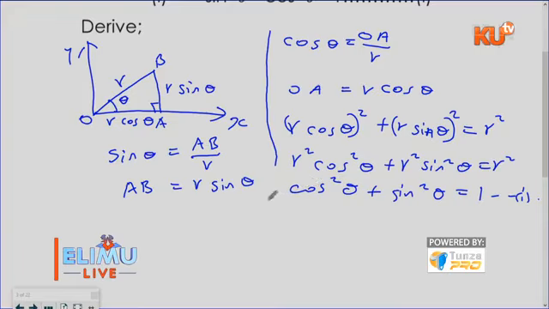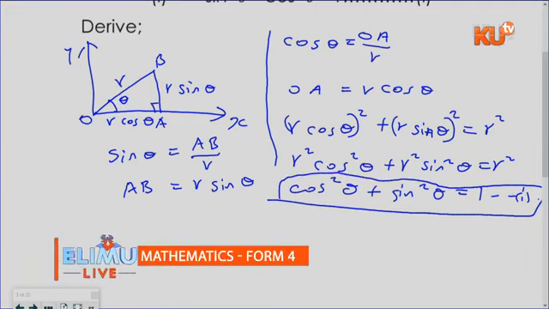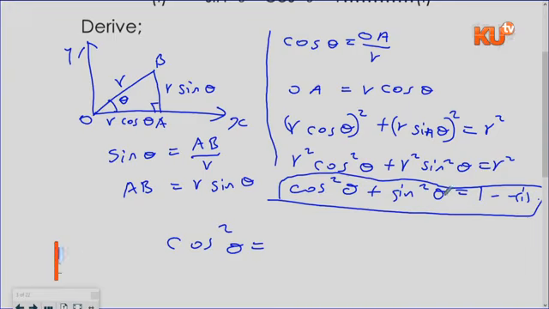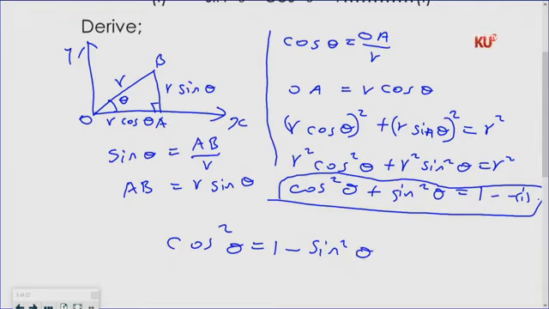Alternatively, from this first identity, you can as well make cos squared theta the subject of this equation. So you can have cos squared theta is equal to, now you shift sine squared theta to the right hand side. So you'll have 1 minus, of course you know this rule, if this sign is positive and you shift sine squared theta to the other side, the sign will change. So you'll have minus sine squared theta. Alternatively, you can also make sine squared theta the subject.